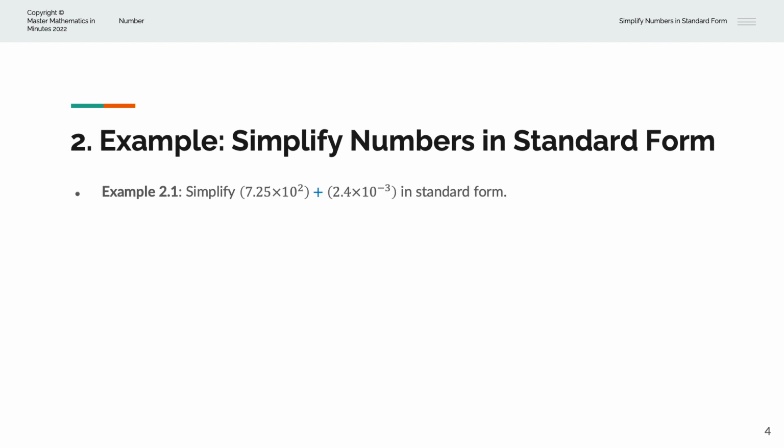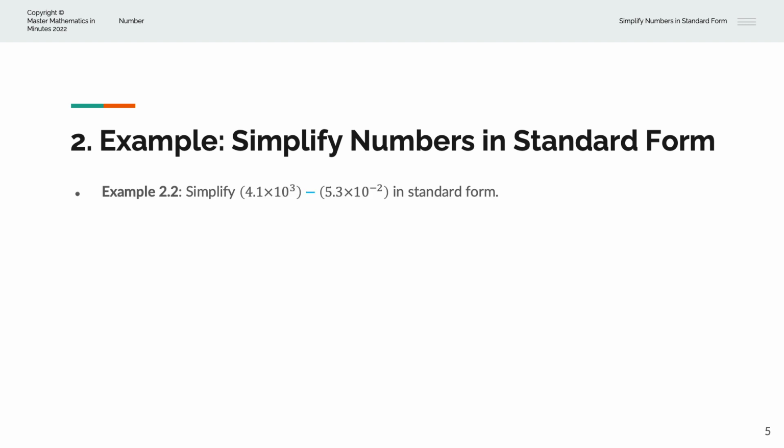In the first example, we're asked to simplify 7.25 times 10 to the power of 2 plus 2.4 times 10 to the power of minus 3, and we want the answer in standard form. So, the first term is 725 plus the second term 0.0024, and that is equal to 725.0024, and that is equal to 7.250024 times 10 to the power of 2. So this term is between 1 and 10, and 2 is a positive integer, so that is in standard form as required.